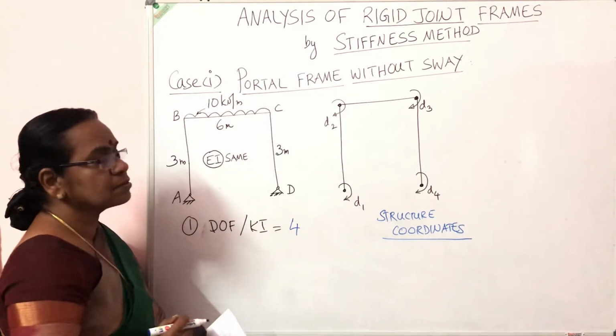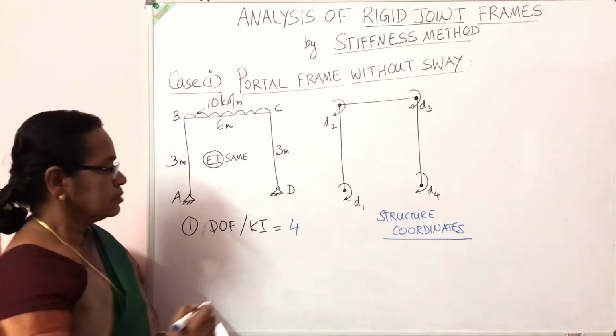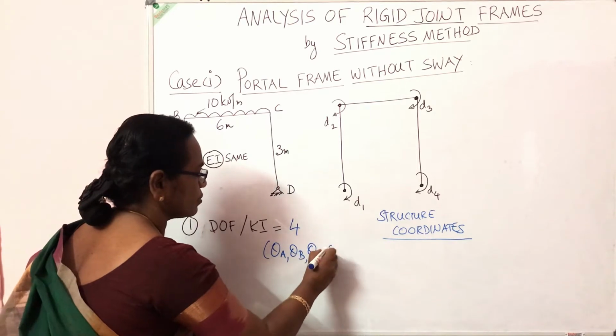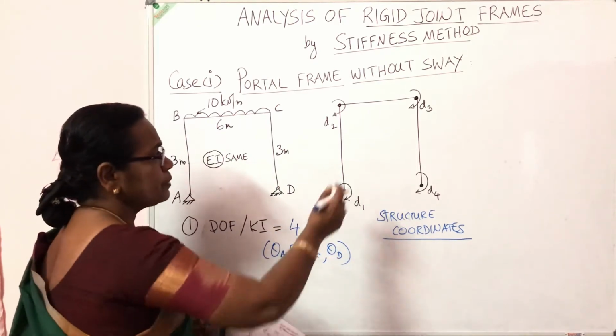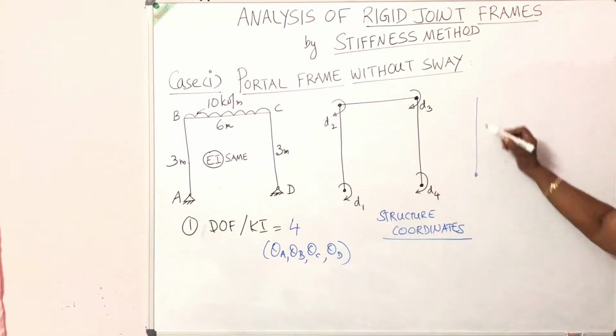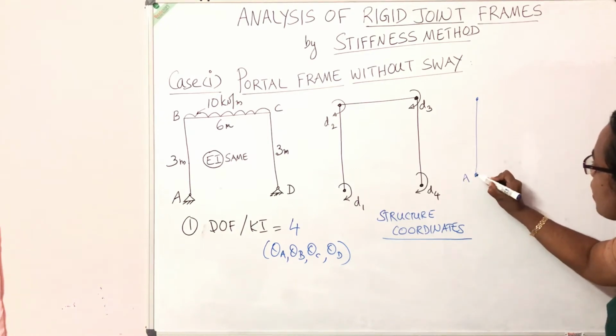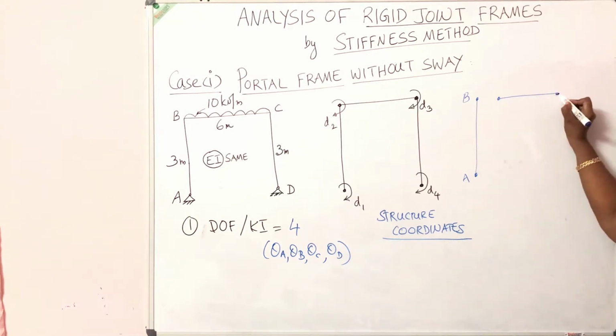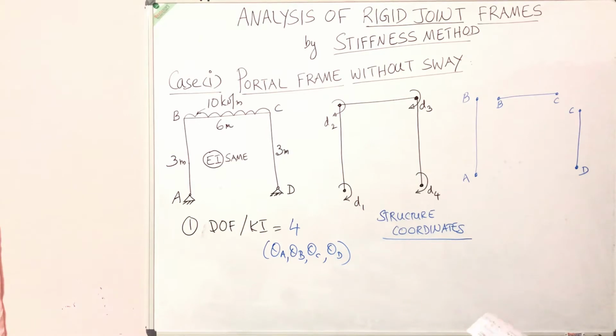Now we have to split the structure into elements. So the degree of freedom is 4, the rotations theta A, theta B, theta C, theta D. Now you split up into elements. The first element, say AB, the two nodes. The second element, BC, and the third element, CD. So I have divided it into 3 elements. The structure is an assembly of 3 elements put together.